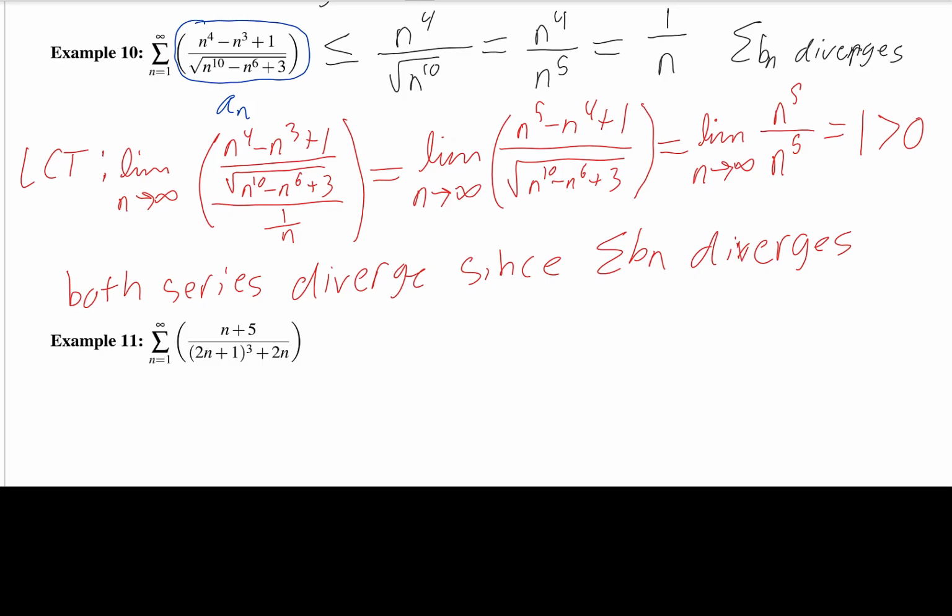So we did our comparison, then we did our limit comparison test. We got a number that was finite and greater than 0, so we can say that they both have the same convergence or divergence. Not necessarily that they're both converging to the same thing, but we can just say that if one converges, the other one has to converge. Since our b sub n diverges, they both have to diverge.